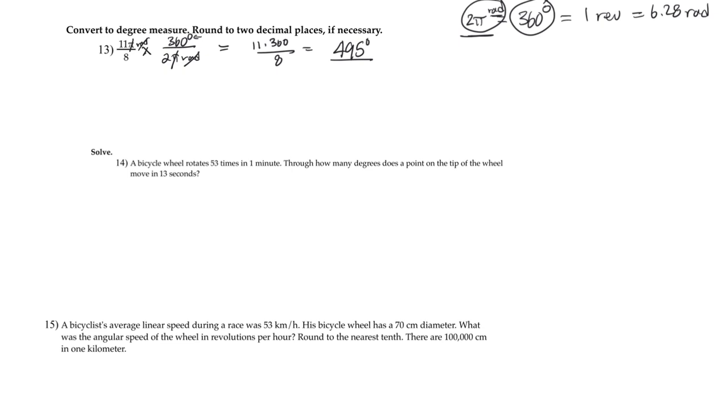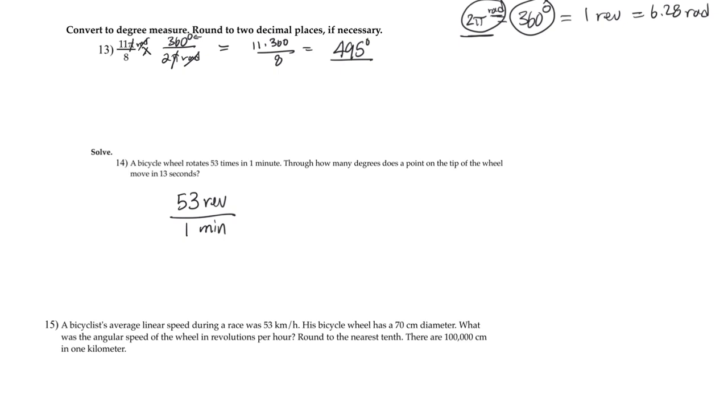Next one. A bicycle rotates 53 times in 1 minute. Through how many degrees does a point on the tip of the wheel move in 13 seconds? So that says how many degrees. So this would be 53 revolutions in 1 minute. And they want to know how many degrees it goes through in 13 seconds. Well, let's see how many revolutions it would be in 13 seconds.